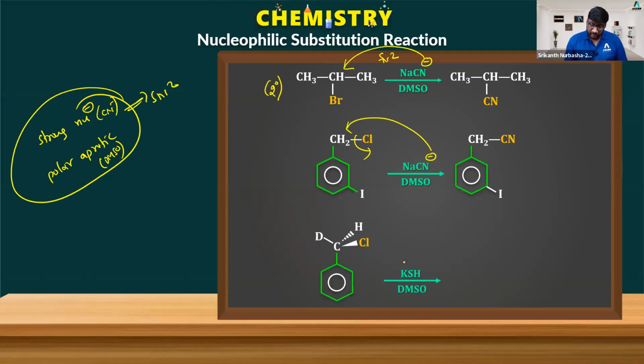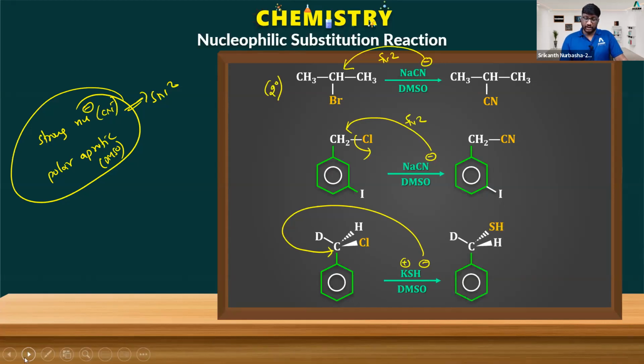Here what happens? K plus SH minus, strong nucleophile, again polar aprotic. So SN2 happens. SN2 attack occurs. SH minus will attack this particular carbon, but from the back side. So wherever we have the carbon chlorine bond, if you look at chlorine, that is towards our side, like wedge. So SH should be on the dash. If the leaving group is on the wedge, the nucleophile should be on the dash. It is also again SN2.